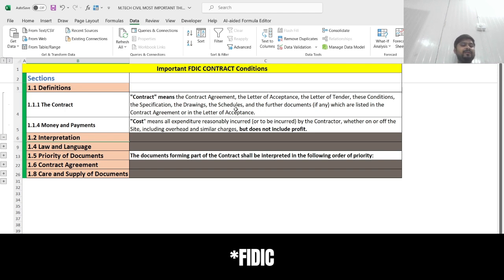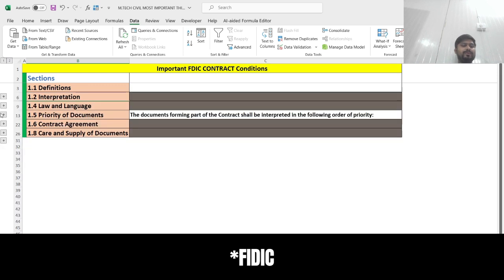All right. And what are money and payment? What is meant by money and payment? All right. So money is related to the cost. All right. So what is cost? Basically, cost is whatever cost comes from the starting of the project to the closing of the project, and that comes under the cost, excluding, remember this, excluding the profit of the contractor. All right. I hope you have got the basic idea about definitions.